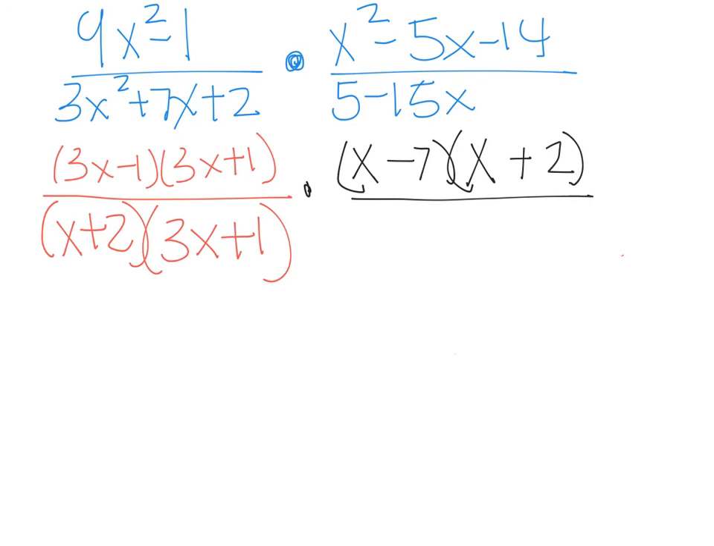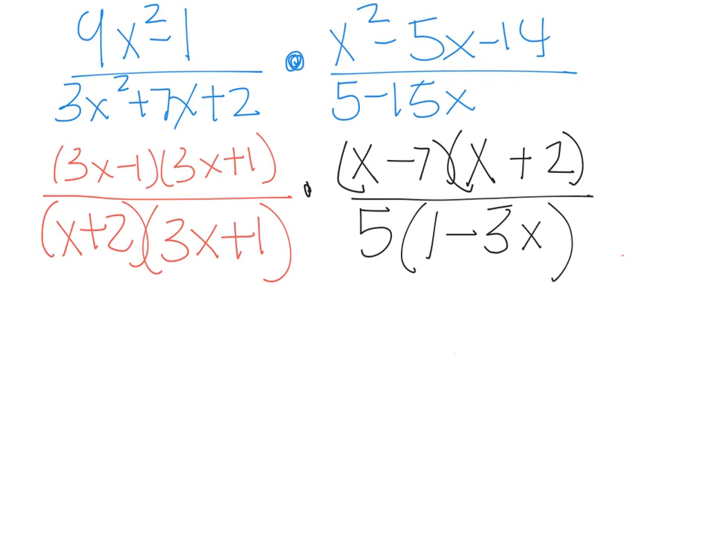Now in the bottom, I notice it's a binomial. First thing I always look for is GCF. 5 and 15 have a common factor of 5, so I'm going to divide that out of both terms and keep it out front as a GCF. And I have 1 minus 3x.